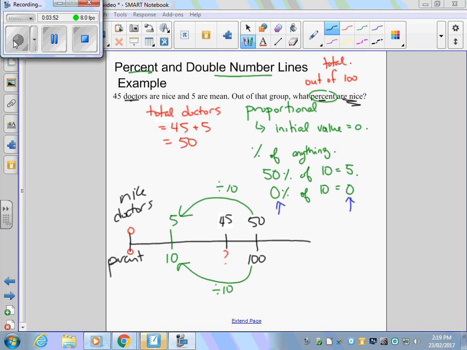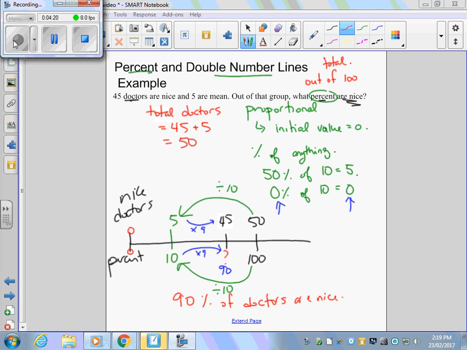Now, I think at this point, I actually do know how to turn 5 into 45. I can times 5 by 9 to get up to 45, which means I can also times the other side by 9, and that will give me the percent statement. So my double number line then will tell me that 90% of doctors are nice.